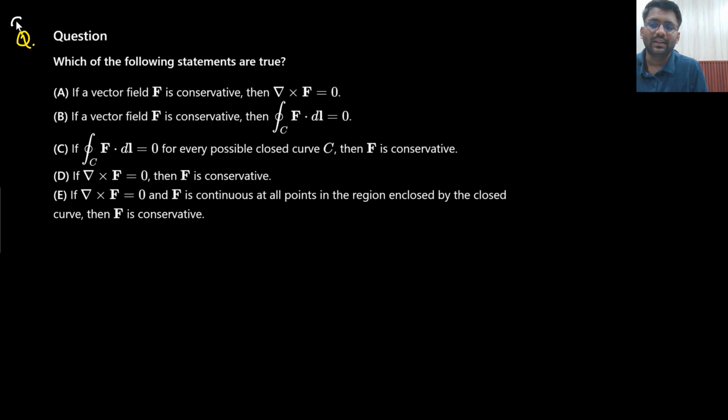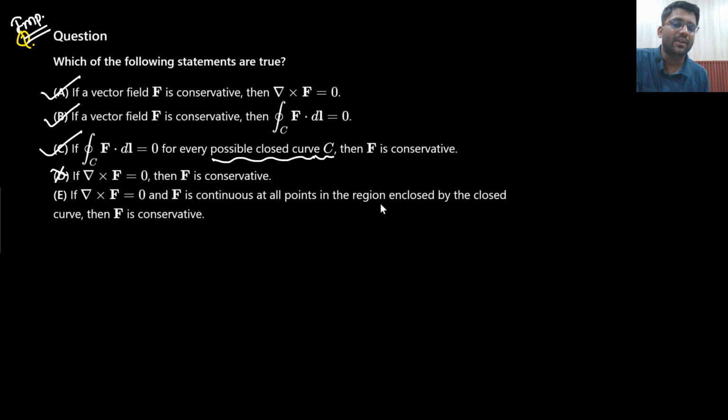Very high chance is there that this question will be introduced in your examination in the near future. If a vector field f is conservative, then for sure del cross f is 0. If a vector field f is conservative, then closed line integral f dot dl will surely be 0. If closed line integral f dot dl equals 0 for every possible closed curve C, then f is conservative. Yes, correct. If del cross f is 0, then field is conservative? No. If del cross f is 0 and f is continuous at all the points in the region enclosed by the closed curve, that means Stokes theorem is applicable, then field is conservative. Yes.